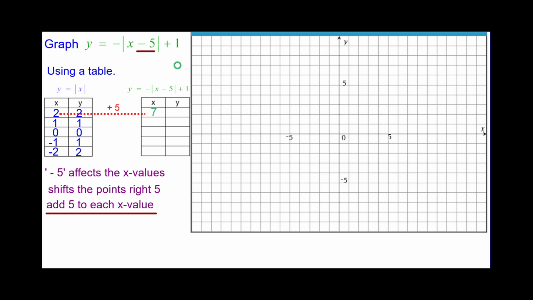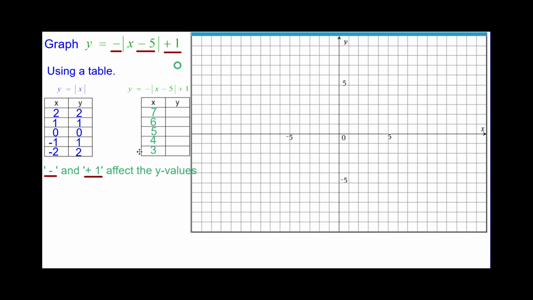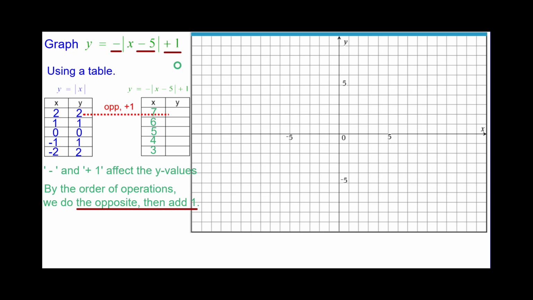So 2 plus 5 is 7. 1 plus 5 is 6. You can go ahead and pause this and finish this column right here. And here are the values you should have received by adding 5 to each of the x values. The other 2 parameters affect the y values. By the order of operations, we take the opposite first, and then we add 1 second. Multiplying by negative 1, or taking the opposite, then addition.